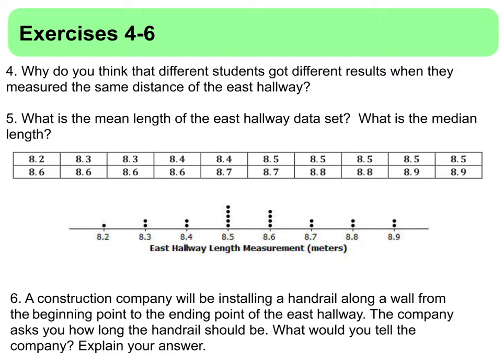In question 5, what is the mean length of the east hallway of the data? And then what is the median? So again, we talked about how to solve the mean. That would be we would add up all of these numbers. We're going to divide that by the number of students that had measured the hallway.